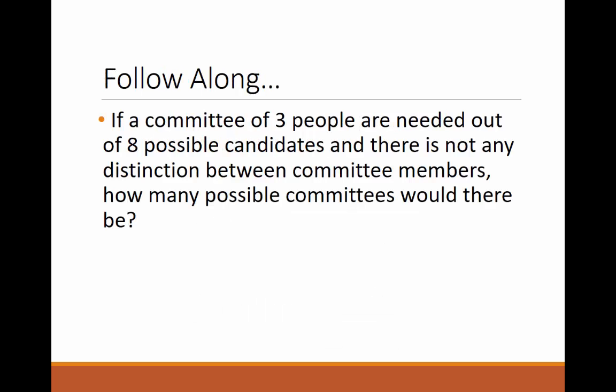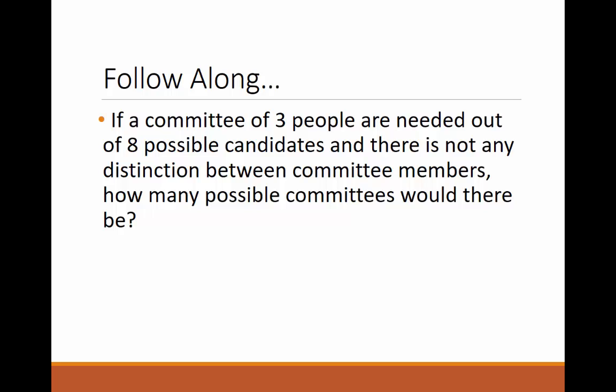Let's take a look at an example. If a committee of 3 people is needed out of 8 possible candidates and there is not any distinction between committee members, i.e. the first selection is not the president, the second selection is not the vice president, and so forth, how many possible committees would there be?